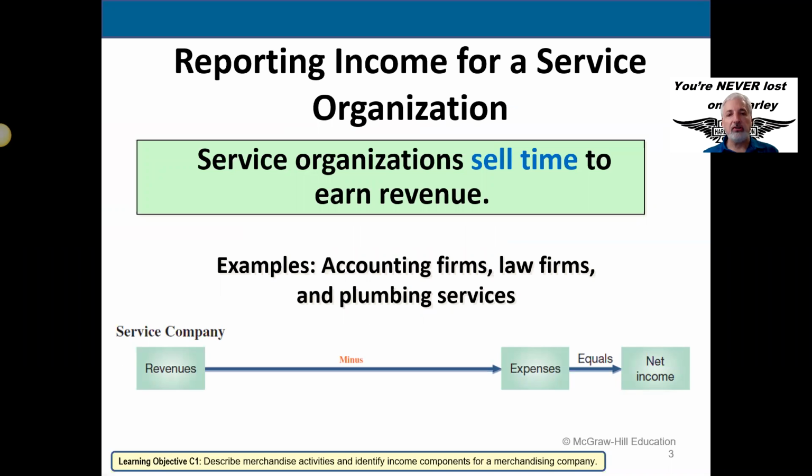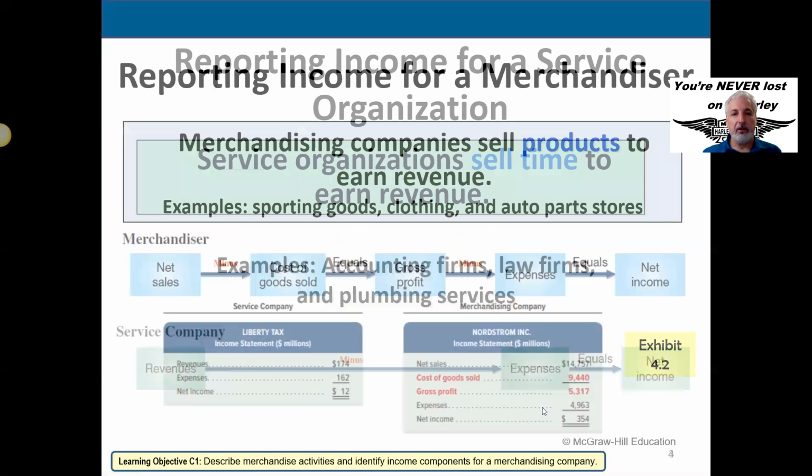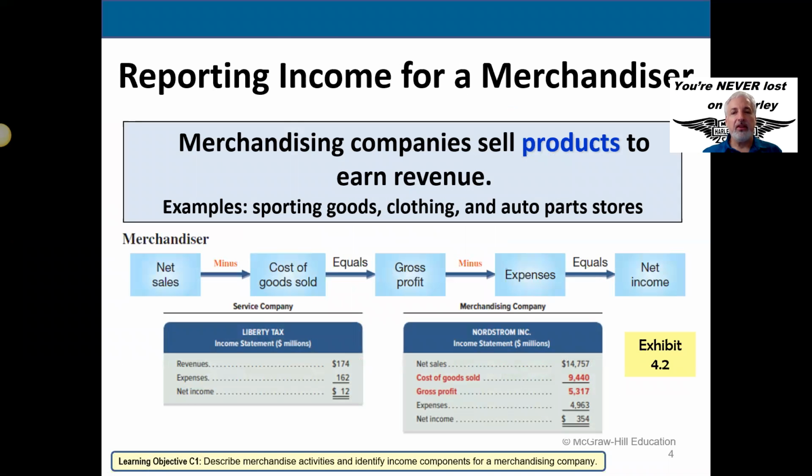So service organizations, they sell time and revenue. They have revenues minus expenses is net income. All right, that was pretty easy. The variation we have with merchandising companies, wholesalers, retailers, anybody that manufactures, that sells to manufacturing, is another can of worms we'll talk about another time.